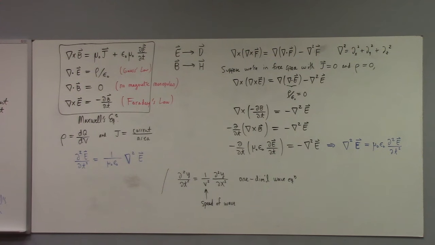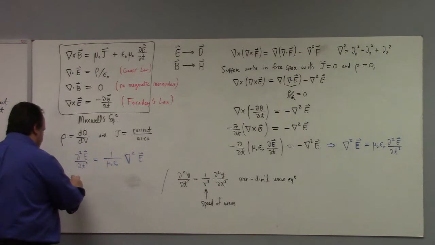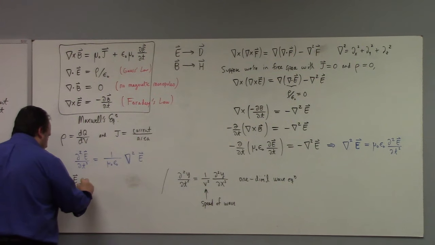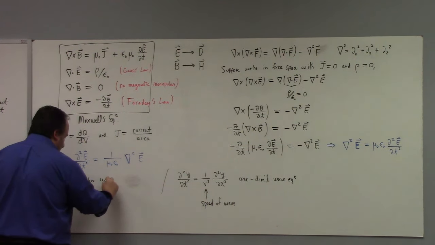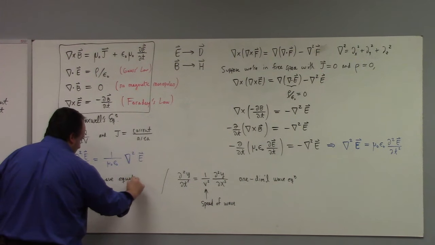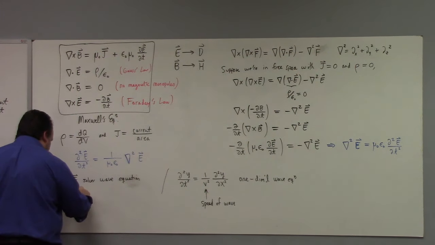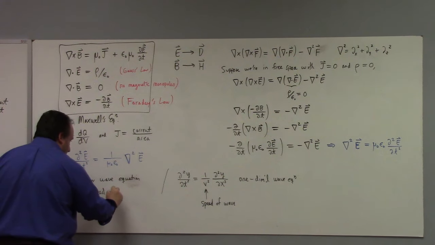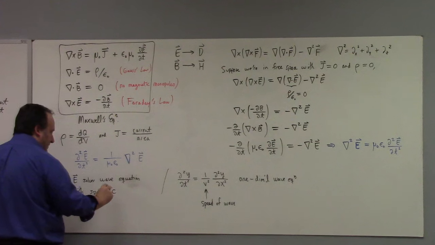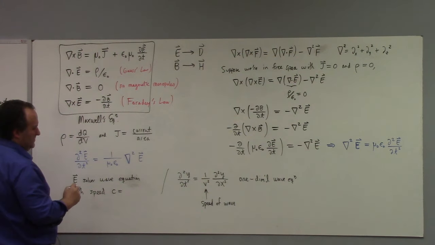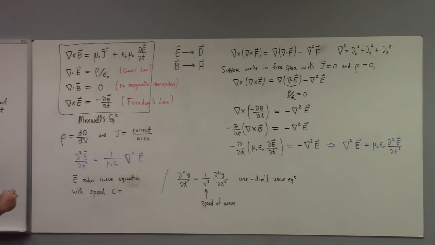All right? And what you can see from this is that E solves a wave equation with speed apparently c equal to what? Oh, wait a minute, did I mess this up? Uh-oh. I got the v on the wrong side. I'm a dummy.